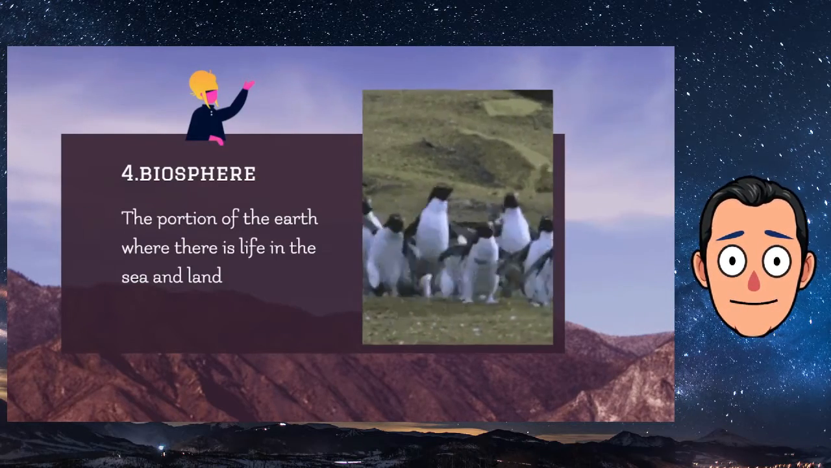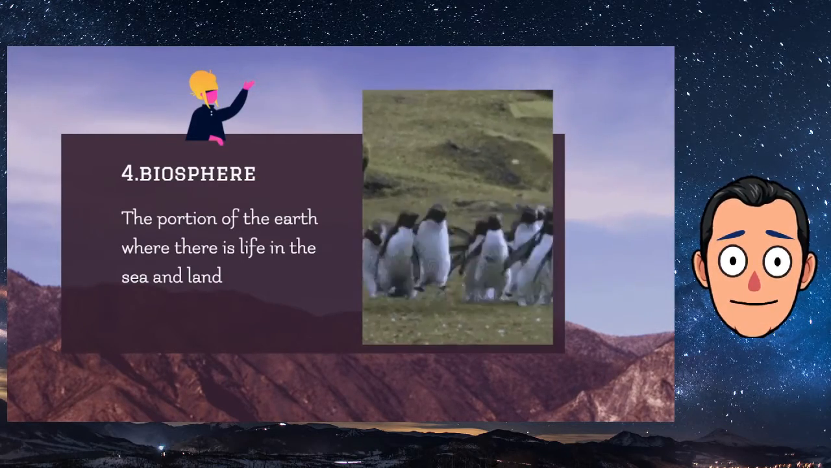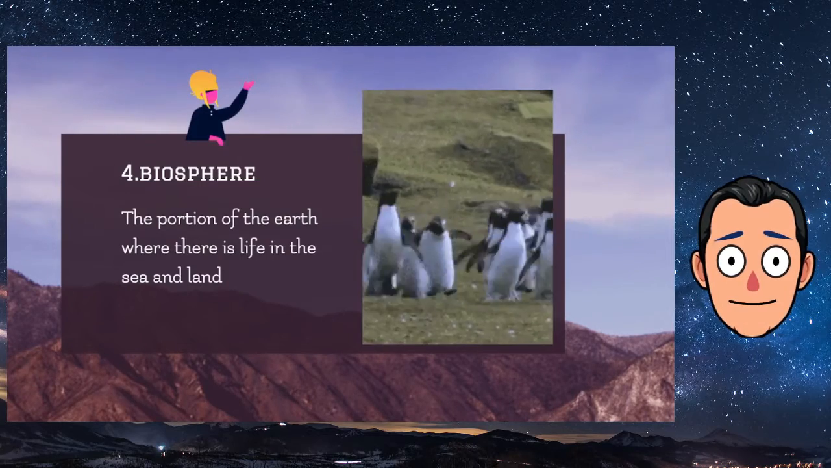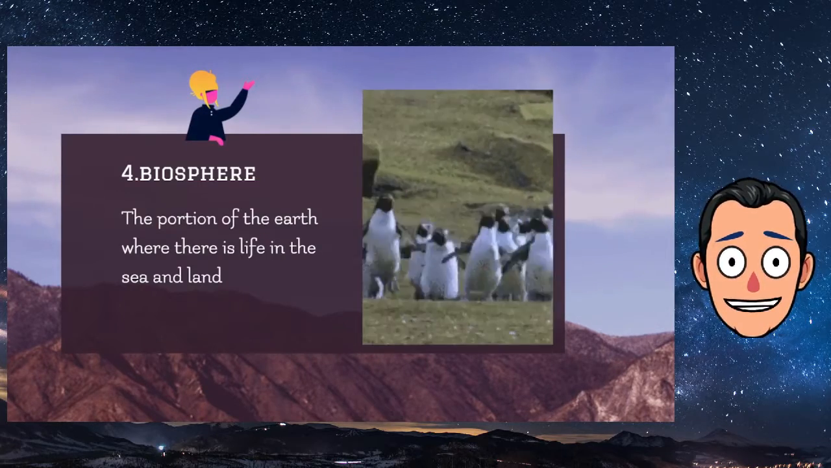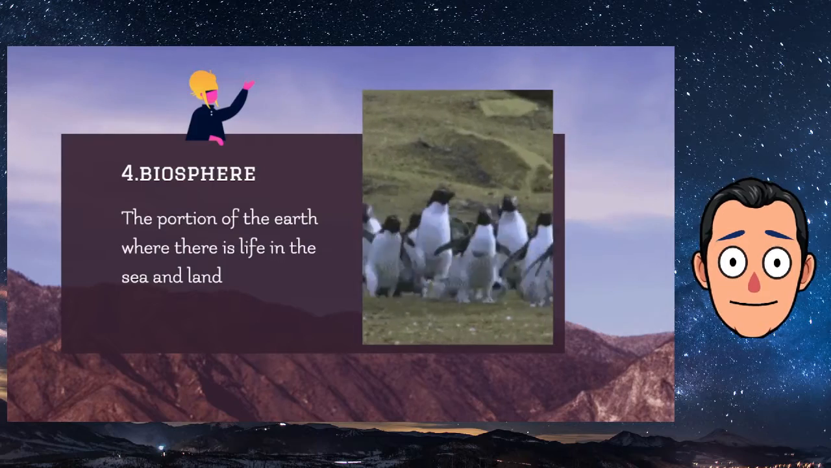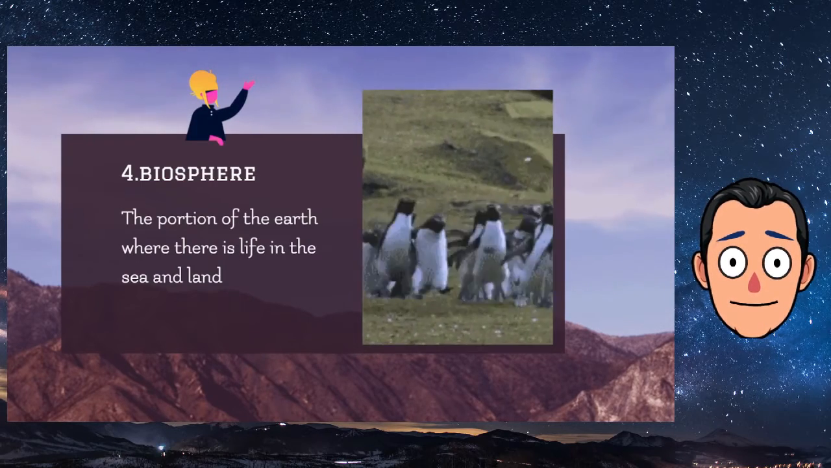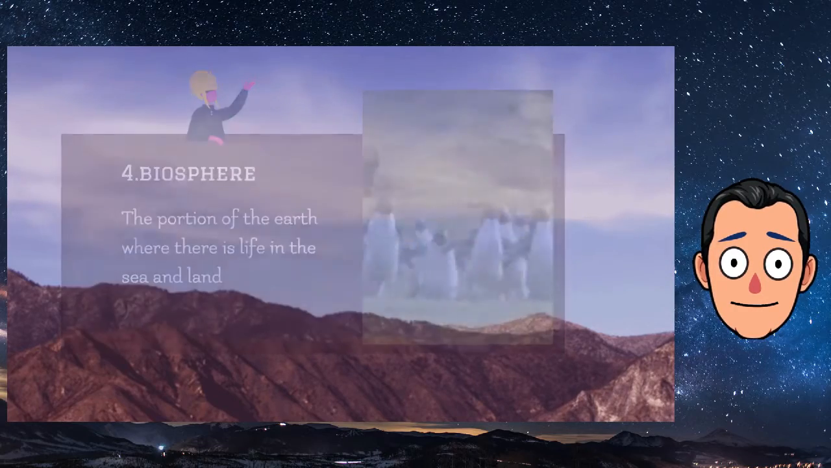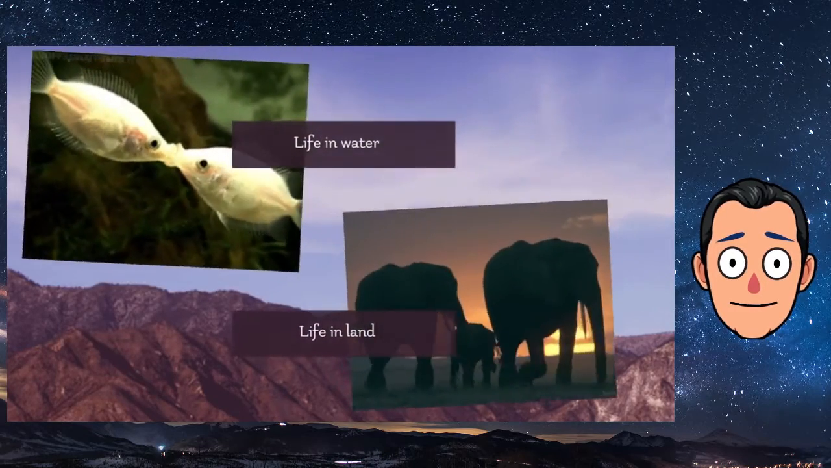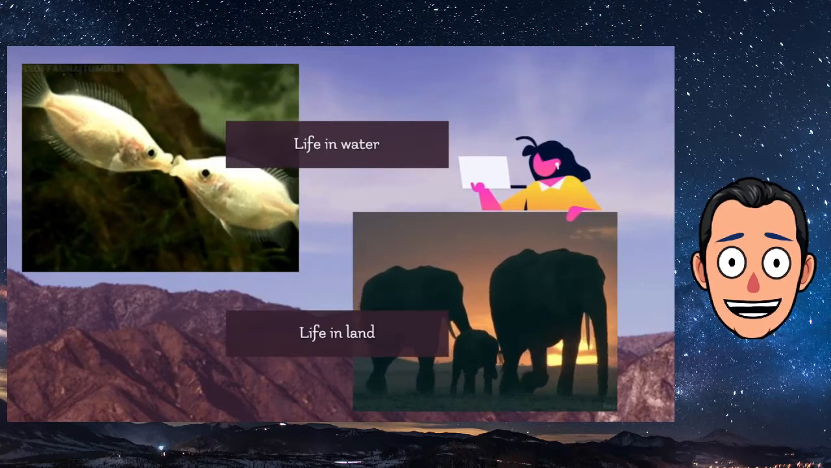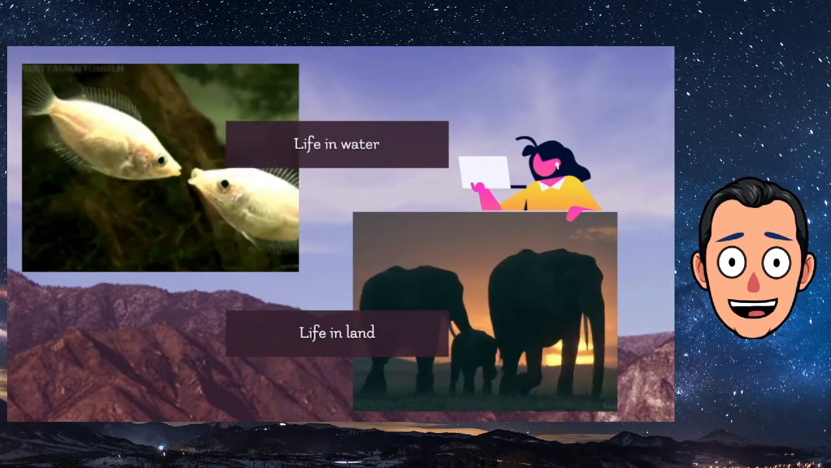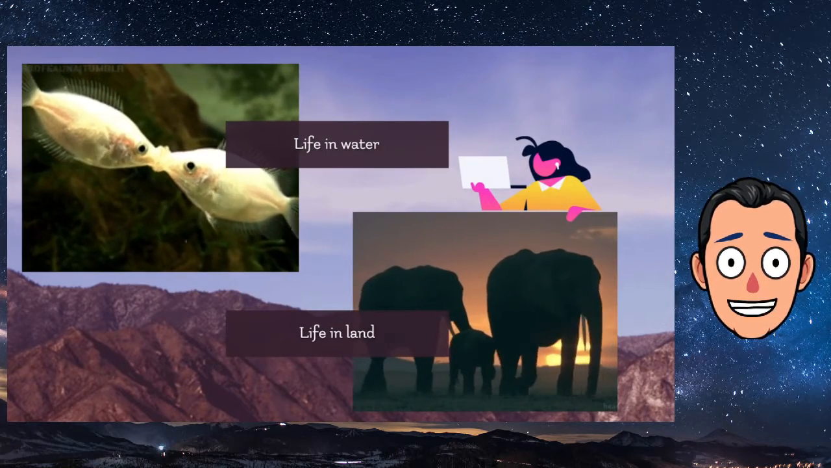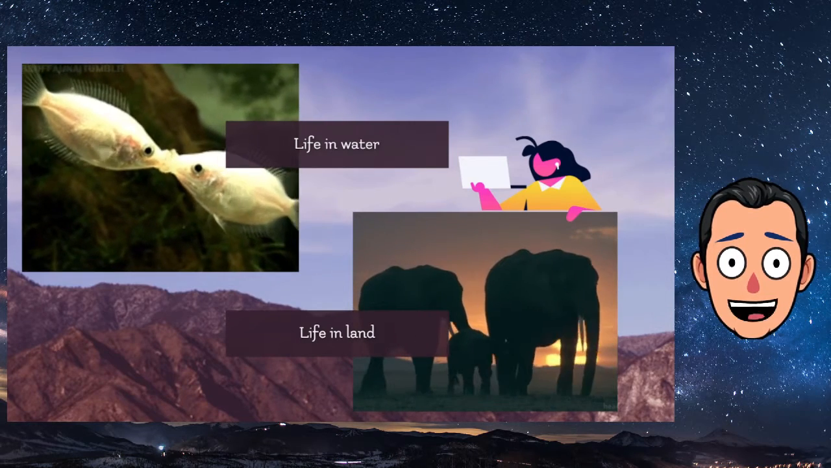The biosphere. The biosphere is the portion of the Earth where there is life in the sea and land. So again, the biosphere. There is life in water, and there is life in land.